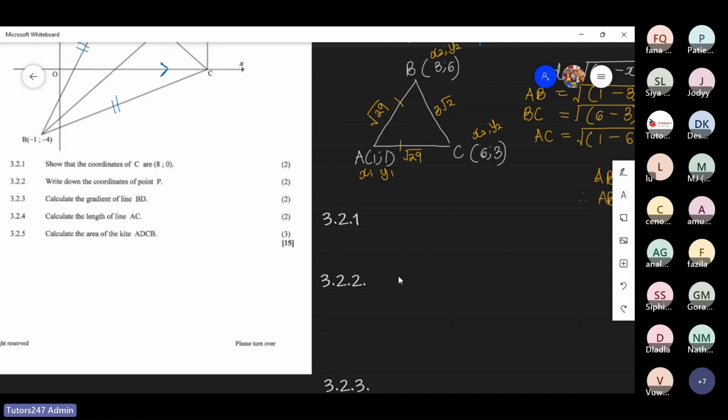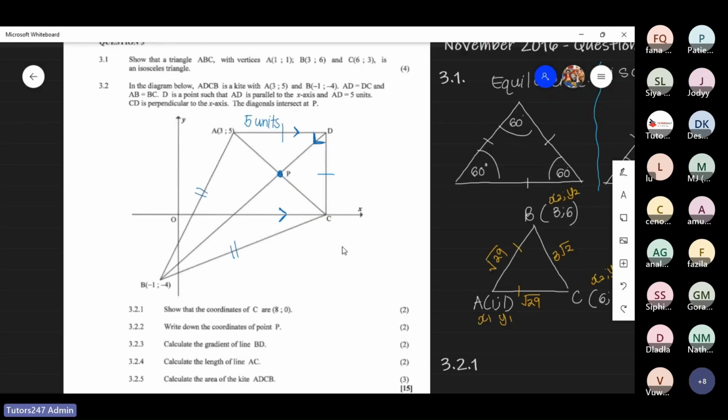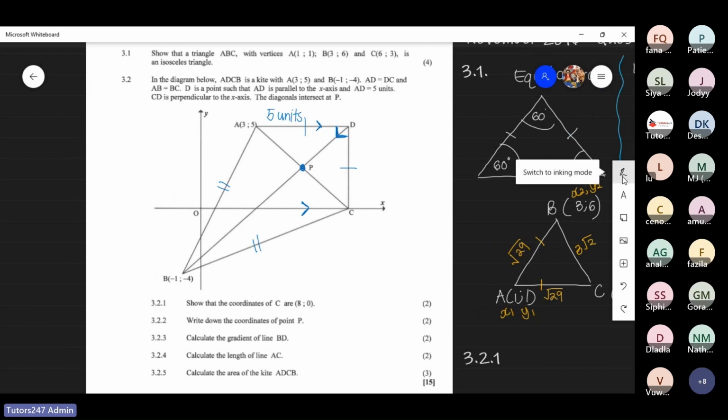So we've got question 3.2.1. Show that the coordinates of C are 8 and 0. Let us go back to our diagram to see where C is. Okay, we can see that C is on the right side. C is our point here on the x-axis. That is C. We now need to show that C is going to have coordinates of 8 and 0.